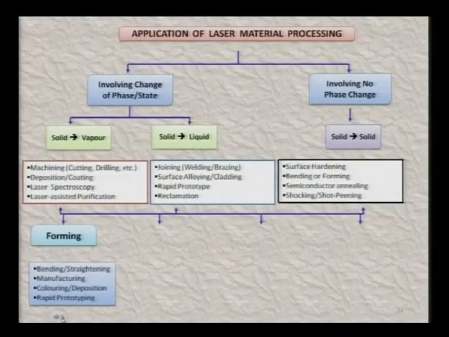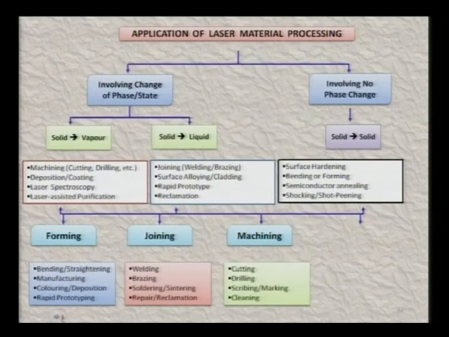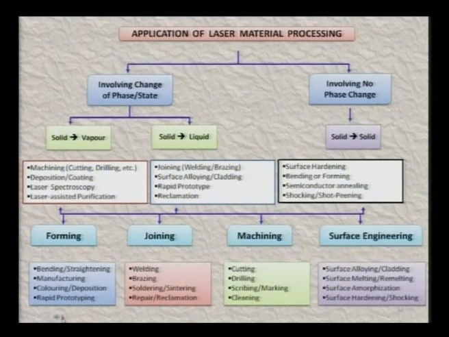Manufacturing, various applications I have already mentioned, coloring, deposition, rapid prototyping. Then joining processes include welding, brazing, soldering and sintering, repair or reclamation. In machining, there are various applications like cutting, drilling, scribing, marking, cleaning. And finally, surface engineering includes surface alloying or cladding, surface melting, remelting, surface amorphization, surface hardening, shock peening.